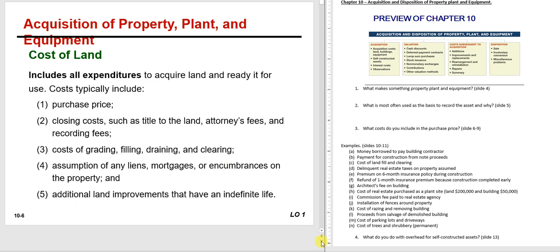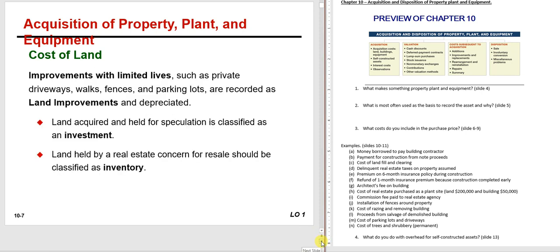So I'm going to go through the other slides and notice land improvements with limited life, so I have those as land improvements because I will depreciate it. So anything that's going to be depreciated, land is not depreciated. Anything that's going to be depreciated, I will put in land improvements. So sidewalks, parking lots, etc.